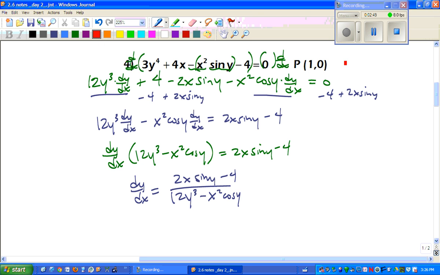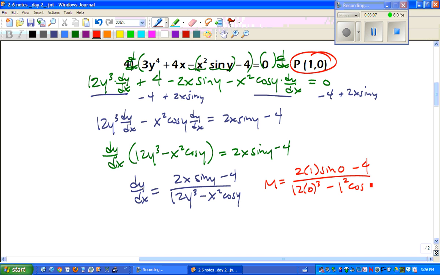And then last but not least, we do want to find the slope at the point (1, 0). So we're putting 1 in for x, 0 for y. So we have 2 times 1 times sine of 0 minus 4 all over 12 times 0 cubed minus 1 squared times cosine of 0.